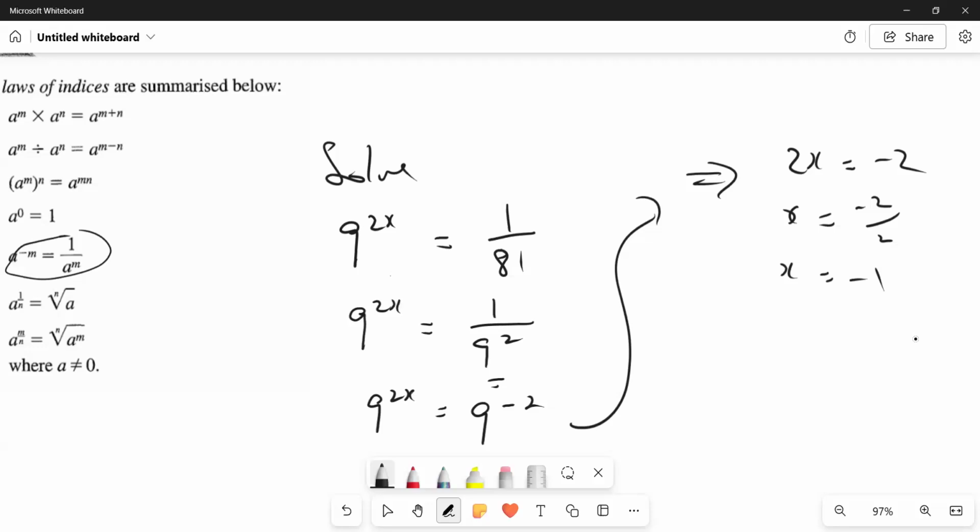Right, so that's a little bit on when you have to solve an equation and the unknown is in the index, or the power. What did I say? The unknown is in the index.